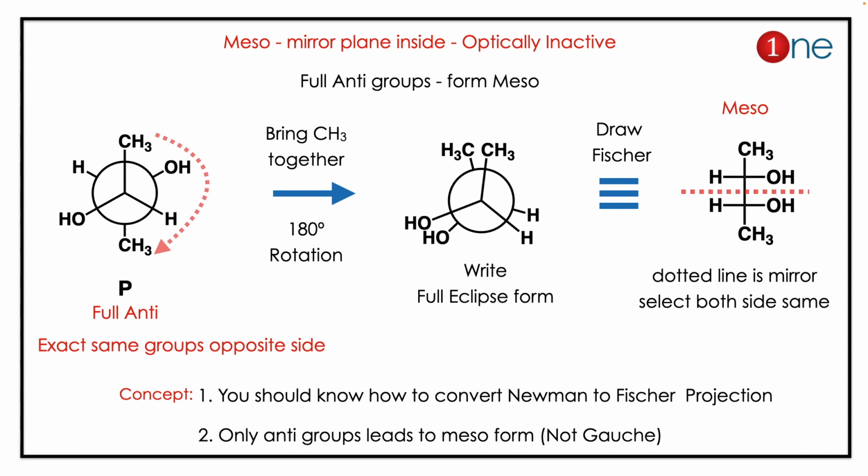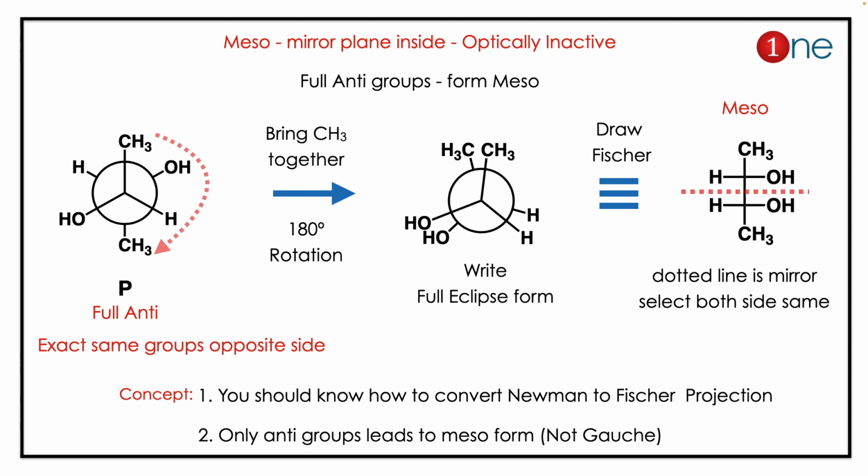If you know the simple fact, meso means a superimposable mirror image, with a mirror plane inside. So you have to find whether there is any mirror plane inside or not. For that you have to rotate the molecule and identify it. Meso compounds are optically inactive. That's why it got importance. Here the full anti-groups form meso.